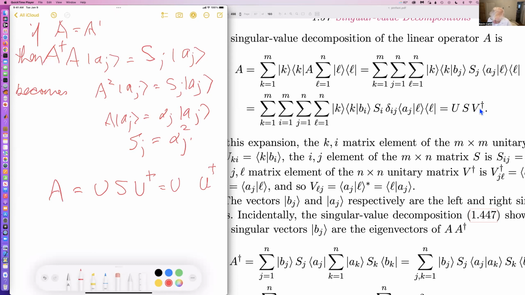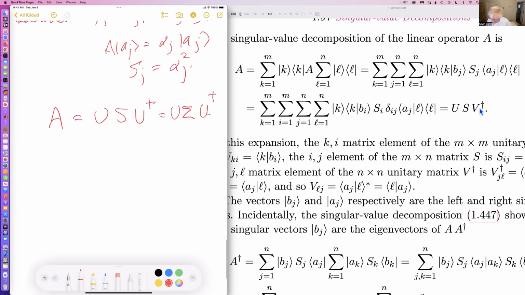So that, in fact, what we have here is just a positive matrix sigma. Now in the case, on the other hand, where A is not a normal matrix but a unitary matrix, then A dagger A, of course, is simply the identity operator.